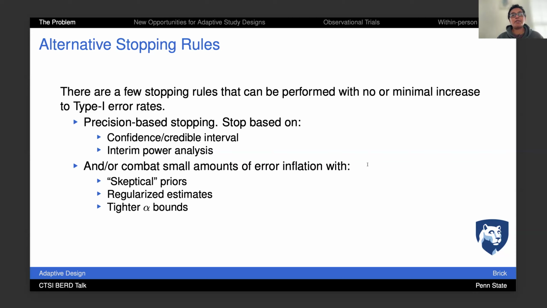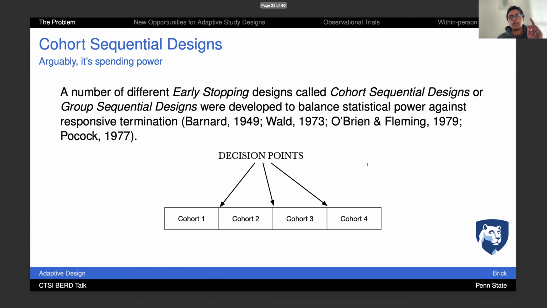No, I wanted to ask a clarification question. Is that okay? Yes, please. So when you do the cohort sequential thing that you showed, you have cohort 1, and then you run the interim power analysis. When you say stop, are you stopping the study, which means you're stopping recruiting any more subjects, or are you stopping the randomization to the treatment or control?